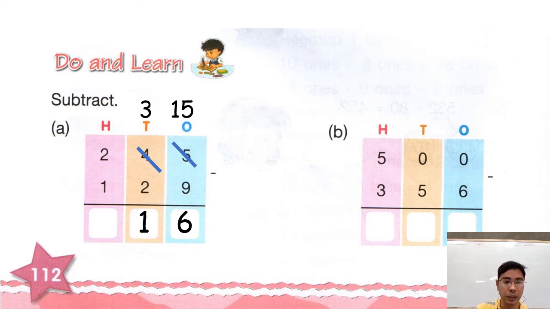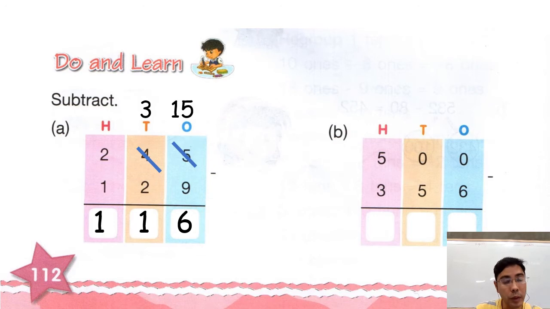Next, hundreds place. 2 take away 1 is 1. That's the answer, 116. Let's go to letter B. 500 take away 356.